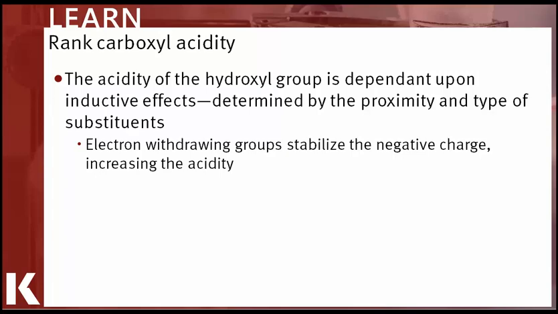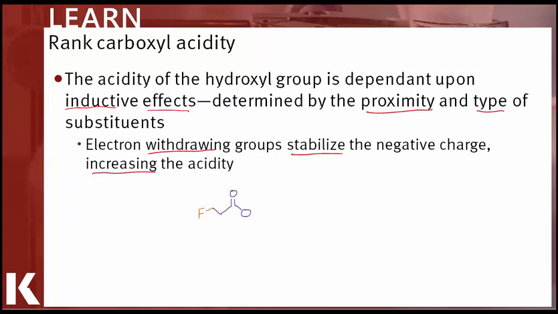The influence of those substituents on the molecule and its acidity is something called the inductive effect. This is going to be determined by the proximity between the hydroxyl group and those substituents, the type of substituents we have, and then also how many of that type of substituent. One type is going to be electron withdrawing. These electron withdrawing groups are going to stabilize the negative charge, and then that increases the acidity.